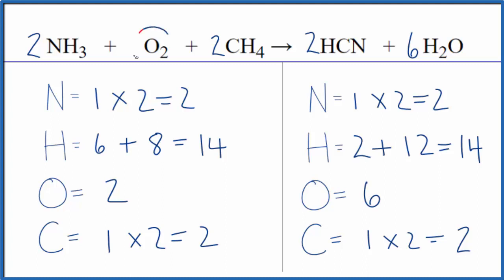But here's where it's nice. This oxygen's by itself. If I put a 3 here, it doesn't change anything but the oxygen. 2 times 3, that gives us 6. We're done. This equation is balanced.